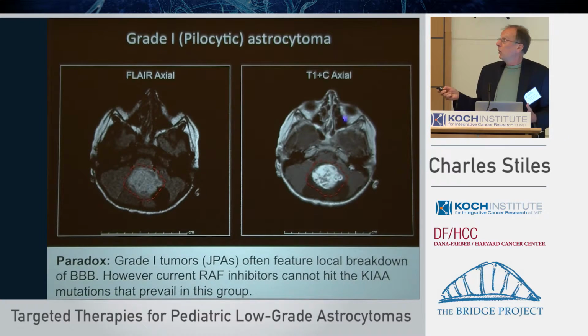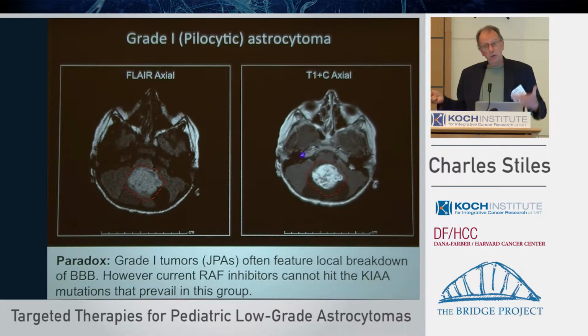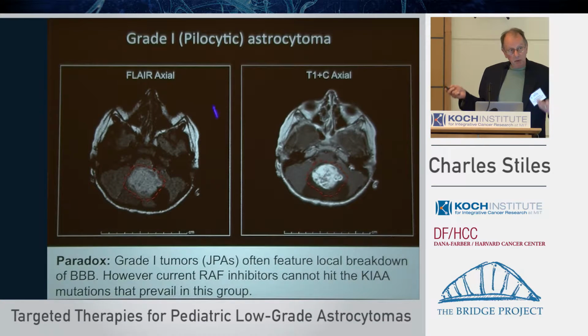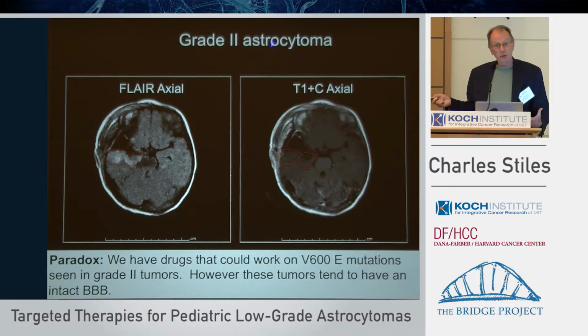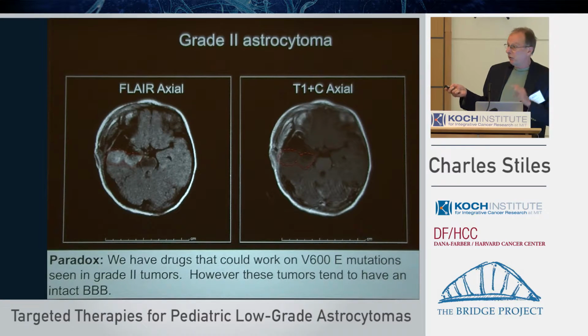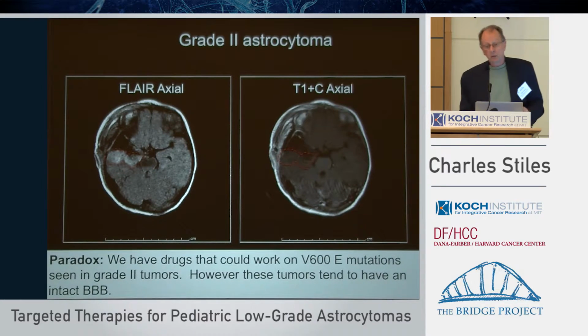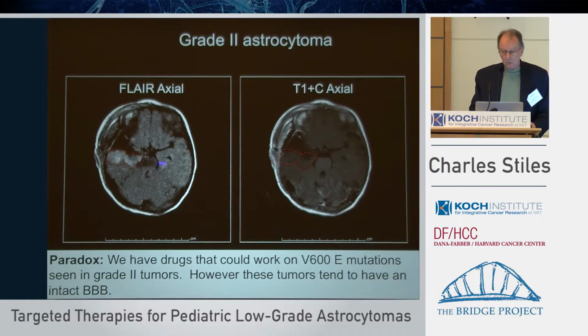For the somewhat more aggressive grade 2 astrocytomas, the more infiltrative, these, as I showed you a minute ago, sometimes do come up with the V600E point mutation where the drug could work, but more often than not, because they're infiltrative, they have an intact blood-brain barrier, the drug can't get to them. Karen did show you one response in a V600E mutant glioma, but I think what she didn't mention is that was a contrast-enhancing tumor. So you're going to have troubles with those.